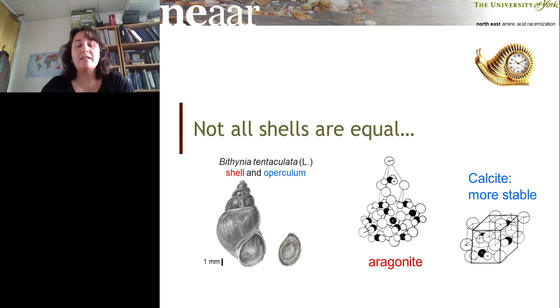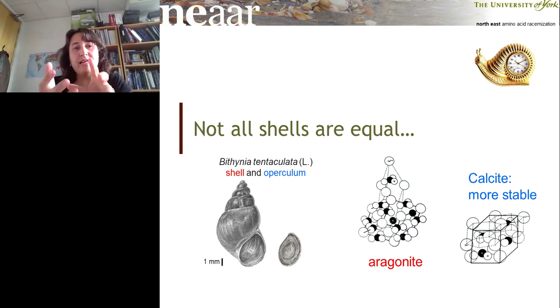Now, in the European record, we have some very interesting little snails called Bithynia. This is the Bithynia shell on your left-hand side, and its little opercula. An operculum is just the trapdoor the snail uses to shut itself away inside its shell. Now, the Bithynia shell is made out of aragonite, but its operculum is made out of calcite.